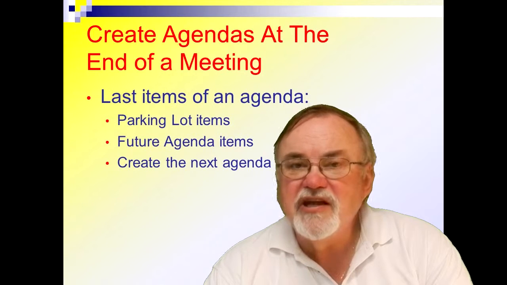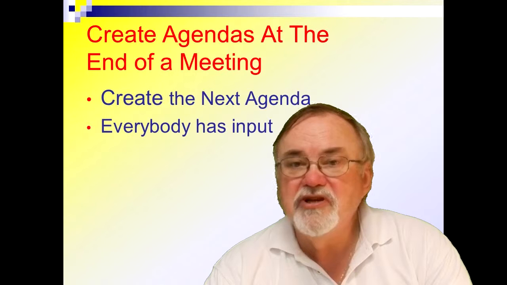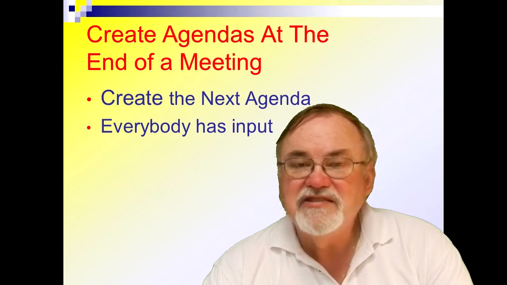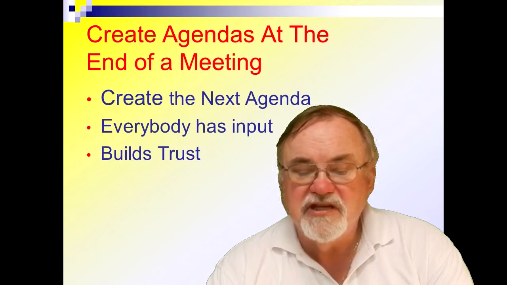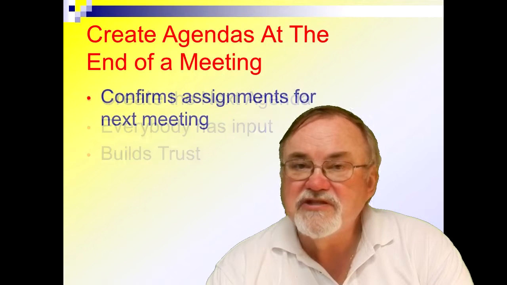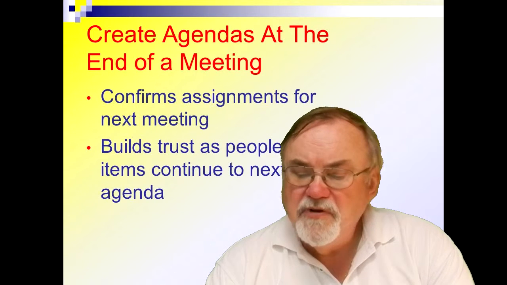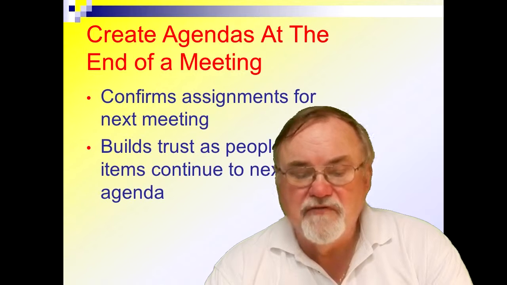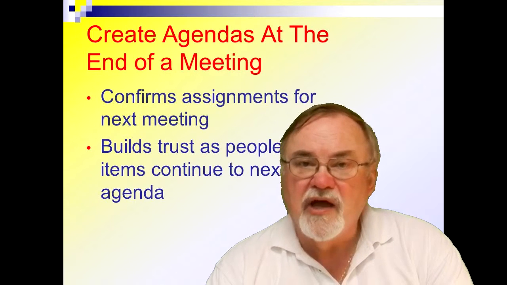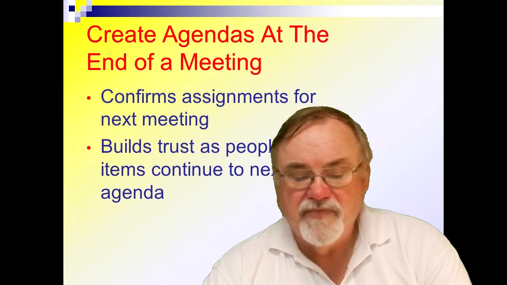By developing the agenda at the end of the meeting, everybody gets that sense of ownership because everyone has an opportunity to contribute items to the agenda. They can see that their items are going to be considered, as well as know what's coming up, and that the development of the agenda is not some kind of a secret process. Putting the agenda creation at the end of the meeting also confirms assignments for the next meeting, so everybody knows what they have to do and can be prepared. It can build trust as people see items are continuing from one meeting to the next, going on to that next phase of problem solving, rather than have the work be lost.